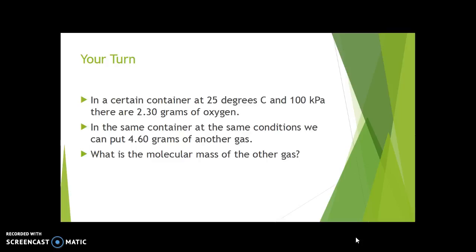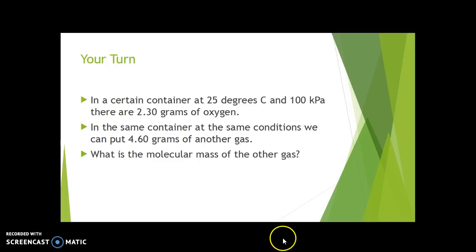So, your turn. In a certain container at 25 degrees Celsius and 100 kPa pressure, there are 2.30 grams of oxygen. We take the same container, flush out the oxygen, and put 4.60 grams of another gas at the same temperature and pressure. What would be the molecular mass of the other gas? Turn this off, try to solve the problem using the formula that I just told you, and then let's check your work.